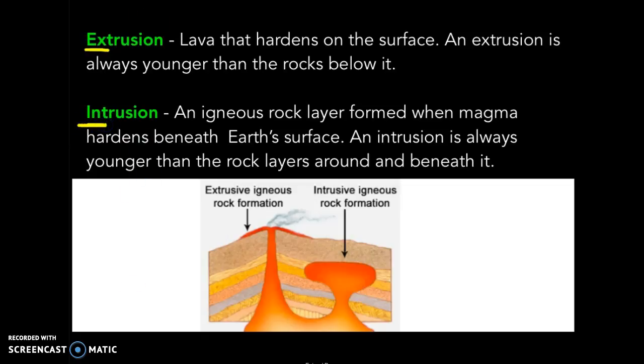So for extrusion, if you think exterior of the house, that's going to be the things on the outside. An extrusion is simply the lava that hardens on the surface. So a volcano erupts, you have the lava that flows on the surface and it hardens. That's going to be called extrusion.